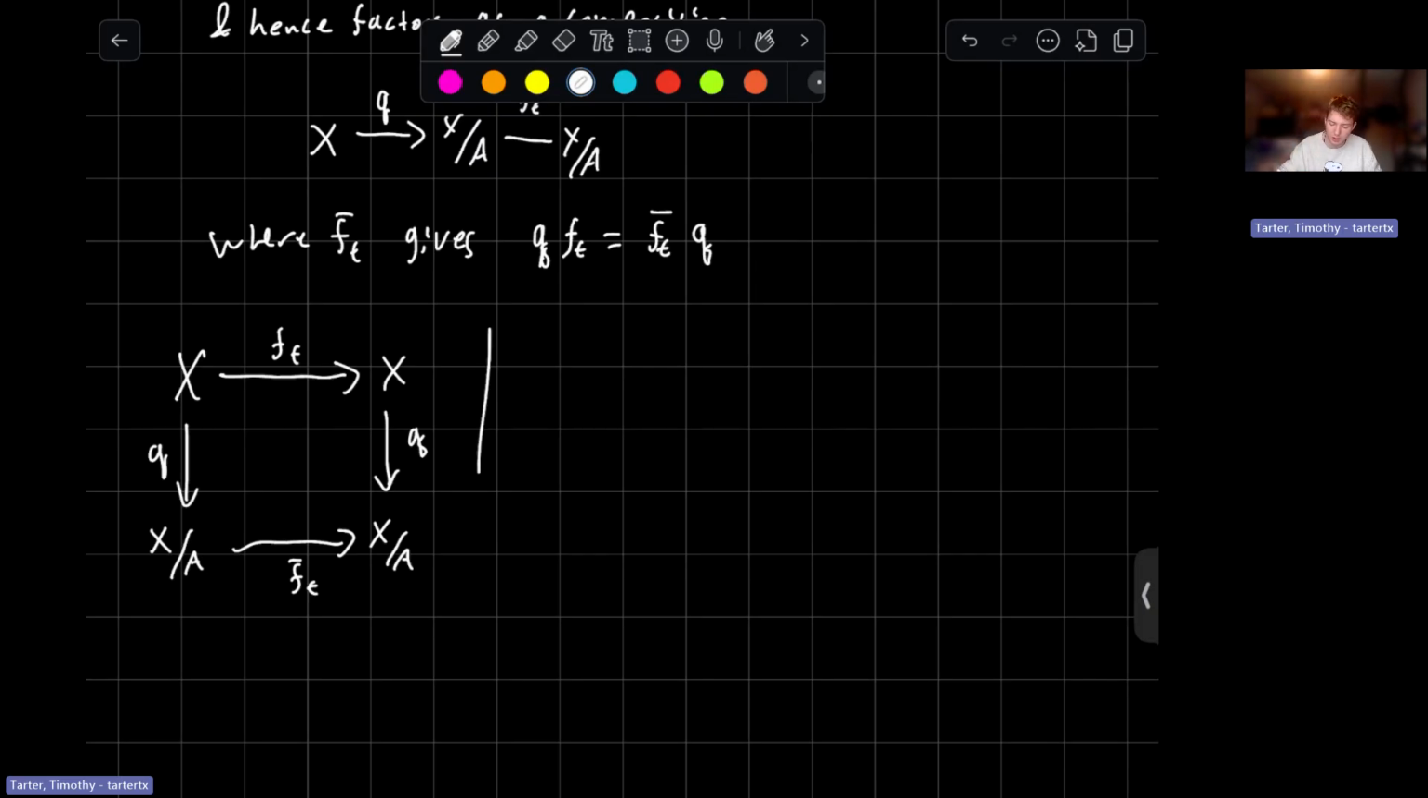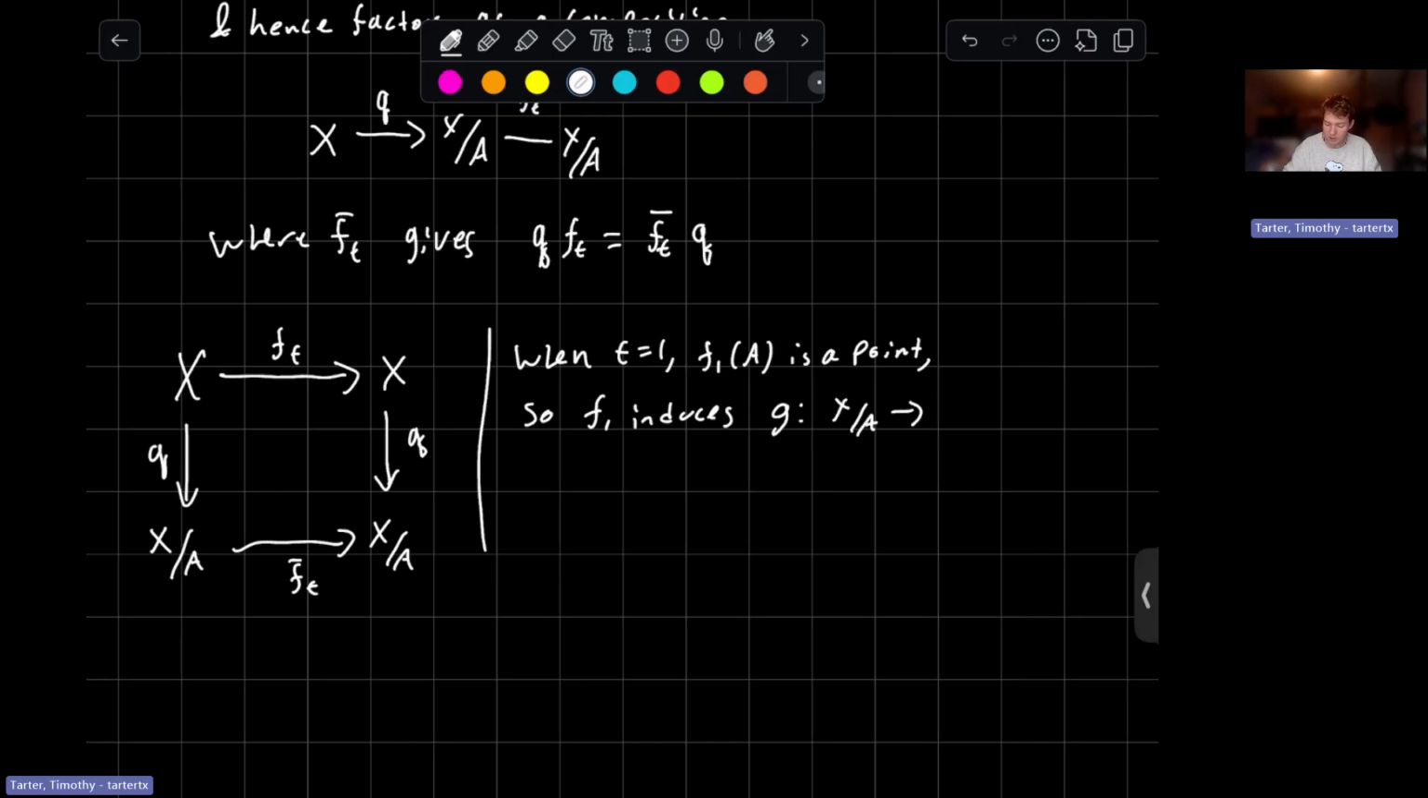When t equals 1, then f1 of A is a point, the point to which A contracts. So f1 induces a map g from X mod A to X with g q equal to f1.